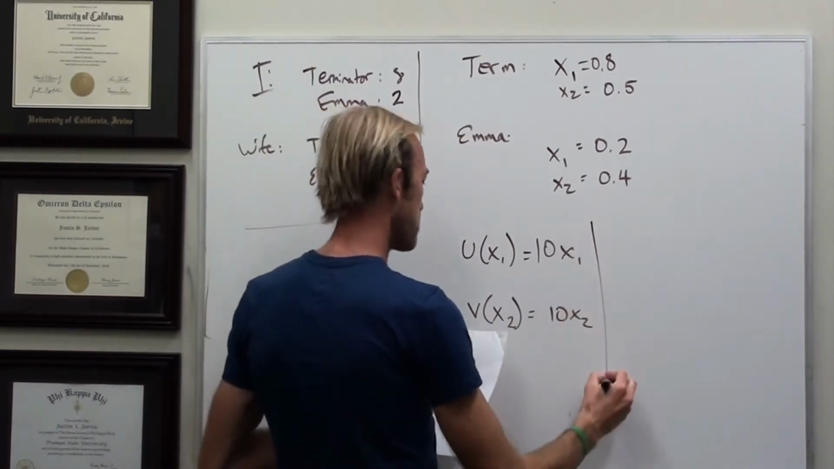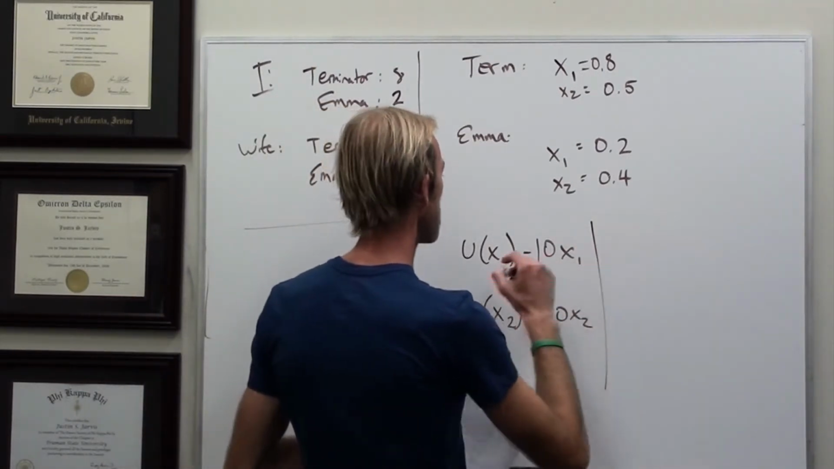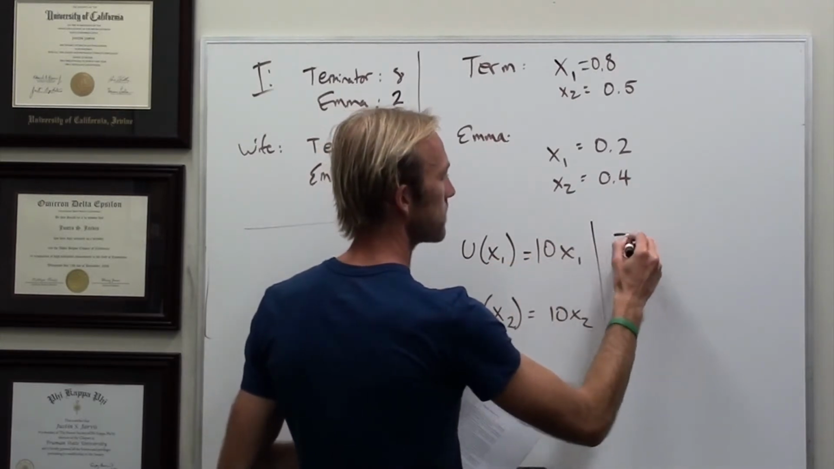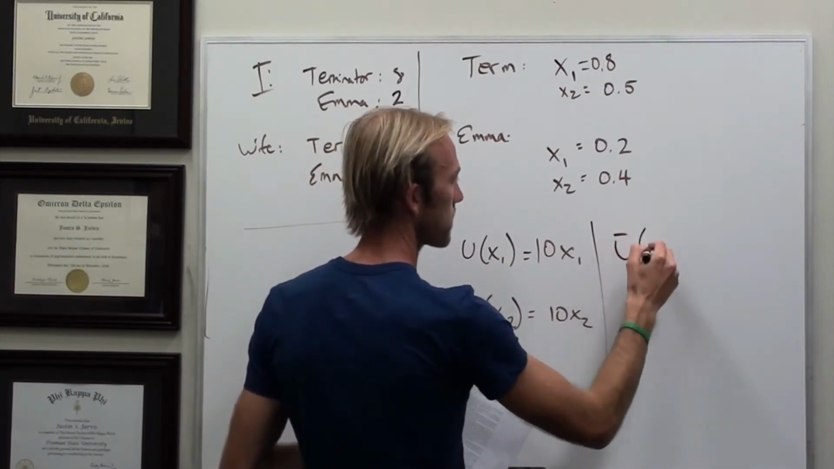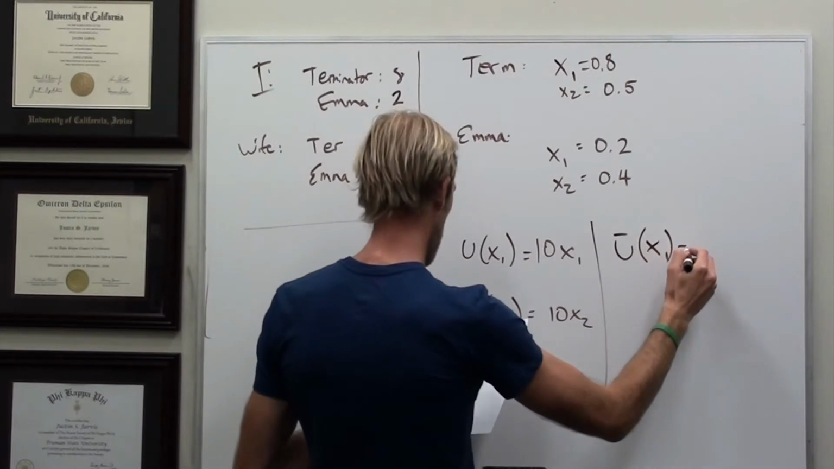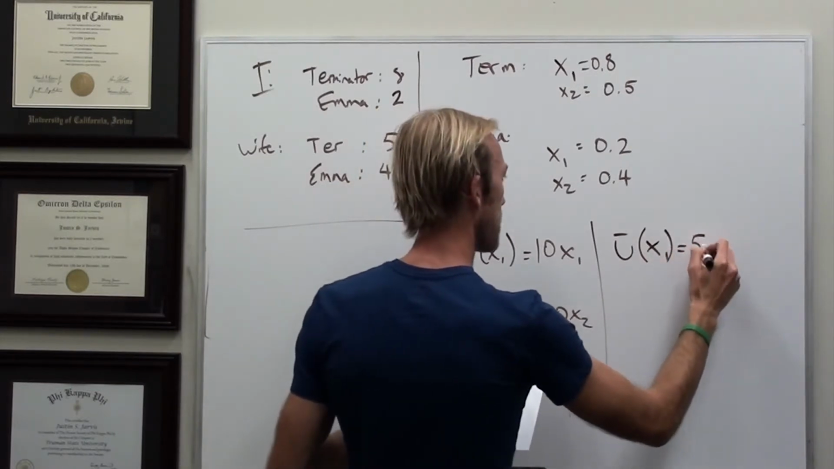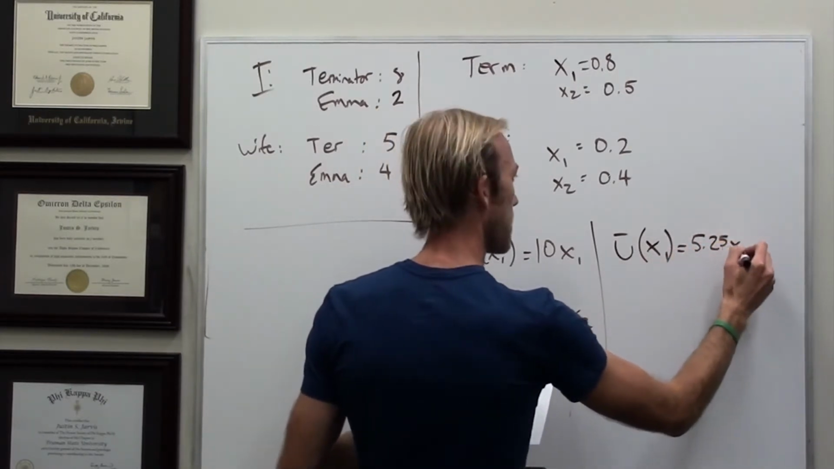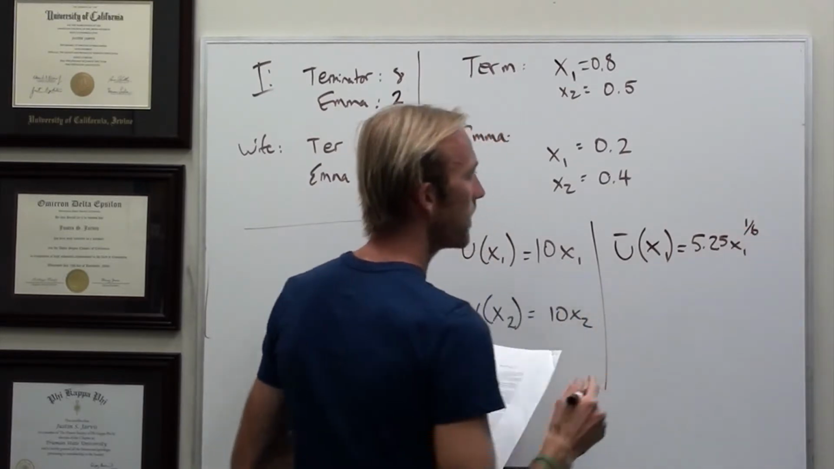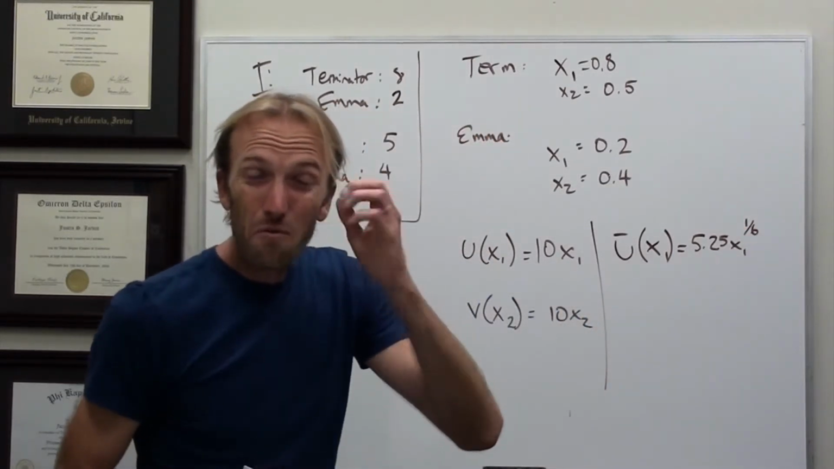Okay, let's change those now. Let's say that instead of 10x1, I'm going to use some new utility function. I'll just call it u bar, is equal to 5.25 x1 to the 1/6 power. Does this do anything to the rankings?